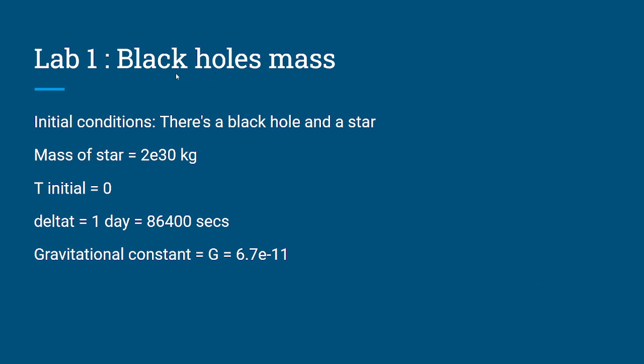So for lab 1, which is Lab 1 Part 1, the black hole's mass, the initial conditions were: there are black holes and a star. The mass of the star is 2 times 2e30 kg. The initial time starts at 0, and delta t is 1 day, which is equal to 86,400 seconds, and the gravitational constant is 6.7 e to the negative 11.